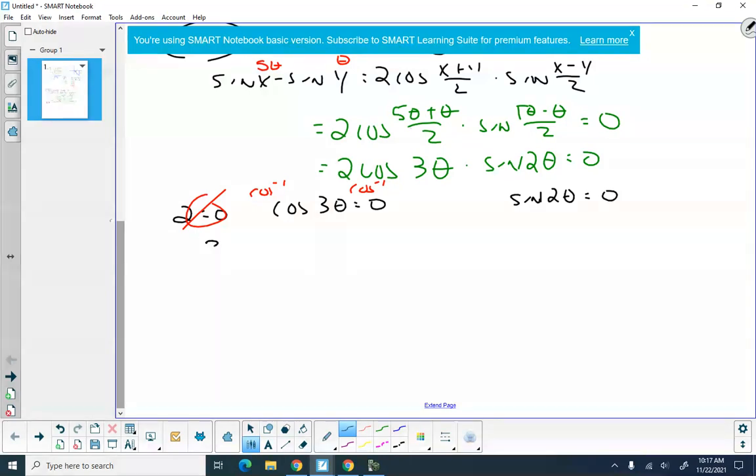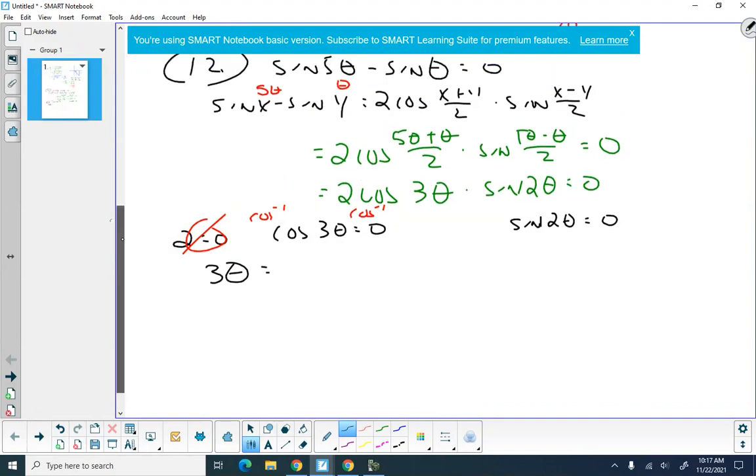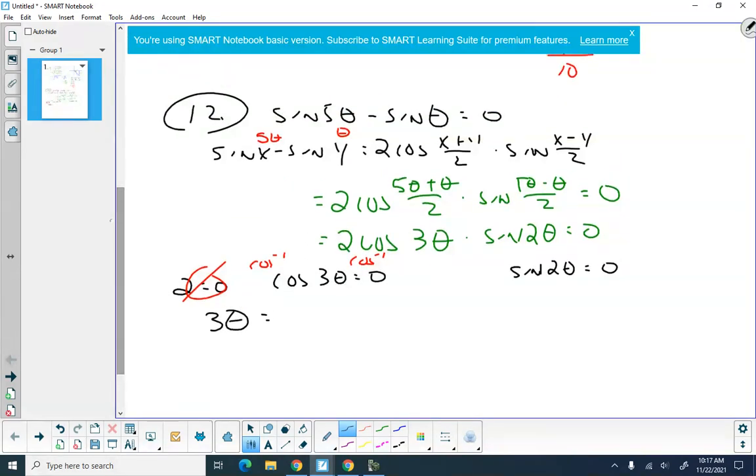So we're left with 3 theta is equal to the inverse cosine of 0. And 2 equals 0. Okay, I'm not getting rid of the 2. I'm setting each one of our factors equal to 0. My first factor is 2. My second factor is cosine 3 theta. My third factor is sine of 2 theta. So I set each one of my factors equal to 0.